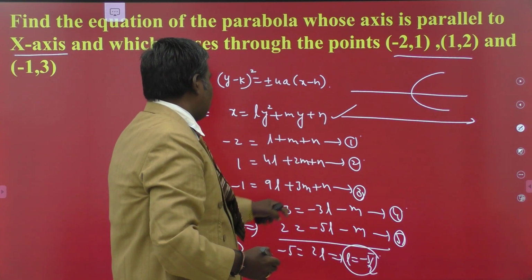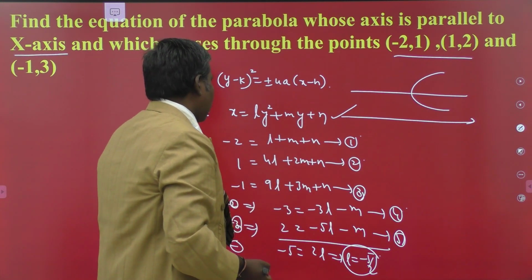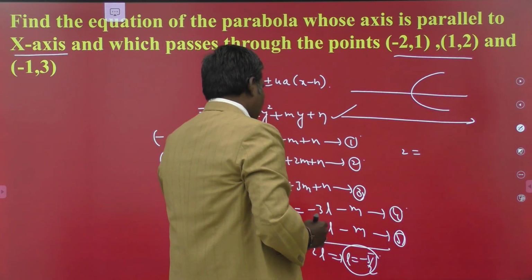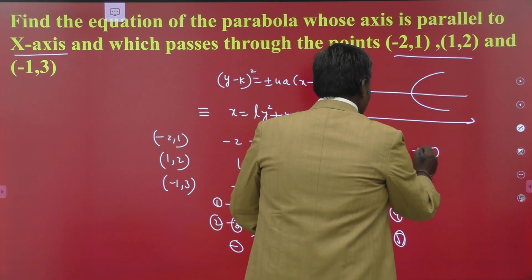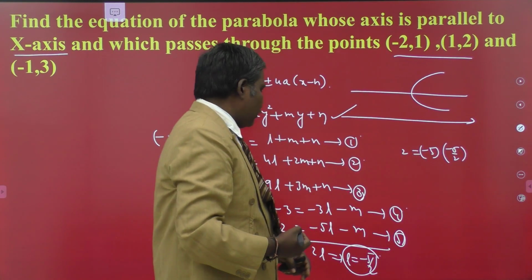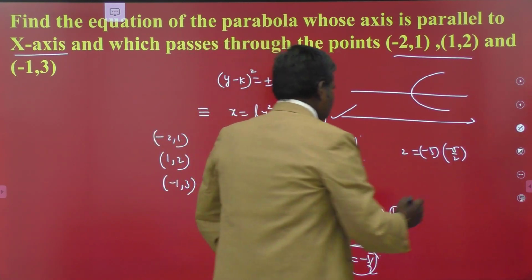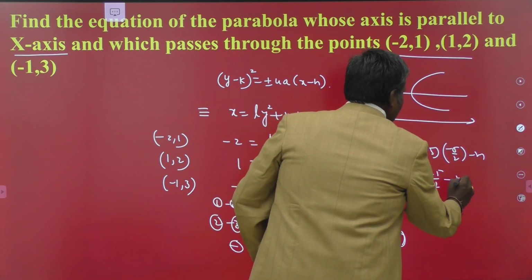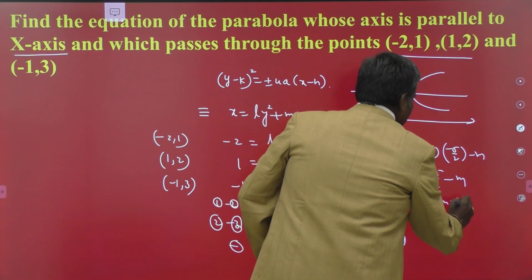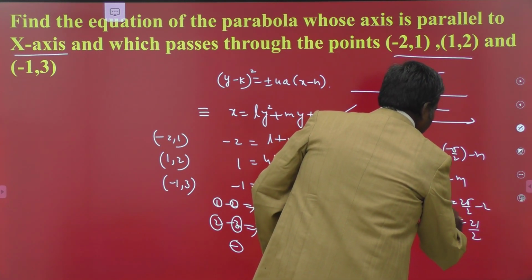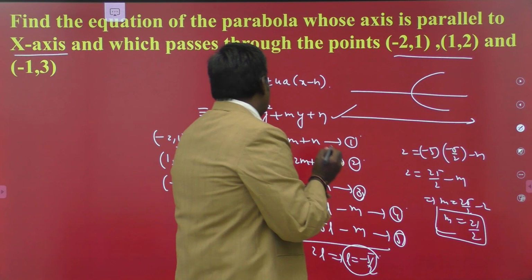Substitute the l value in any one of these two equations, we get the m value. 2 is equal to minus 5l minus m. Minus 5 into minus 5 by 2, minus m. So 2 is equal to 25 by 2 minus m. This implies m is equal to 25 by 2 minus 2, that is 21 by 2. You have the m value also.